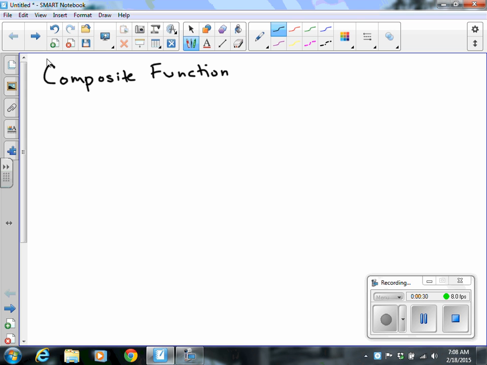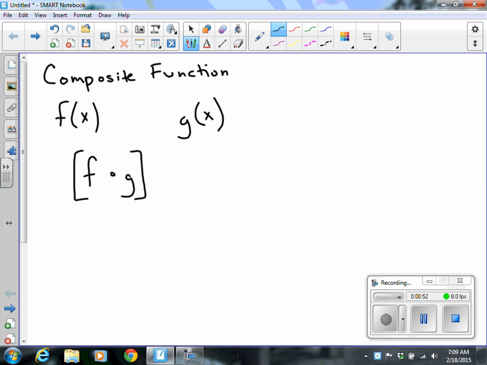And there's a special notation so that you know which order to go in. For instance, if I have a function f of x and a function g of x, and I want to combine those two, they're going to give you a composite, and it'll look like this. That's your notation for a composite function.